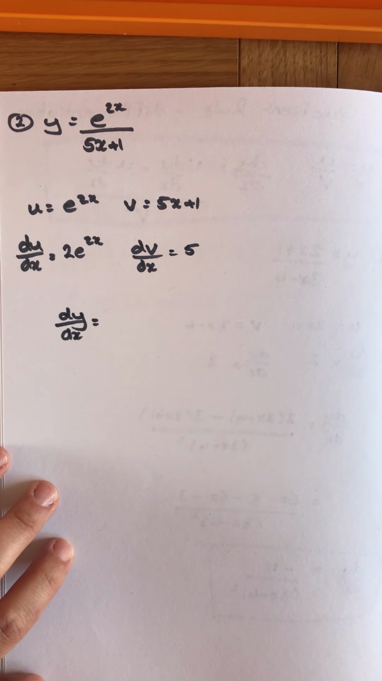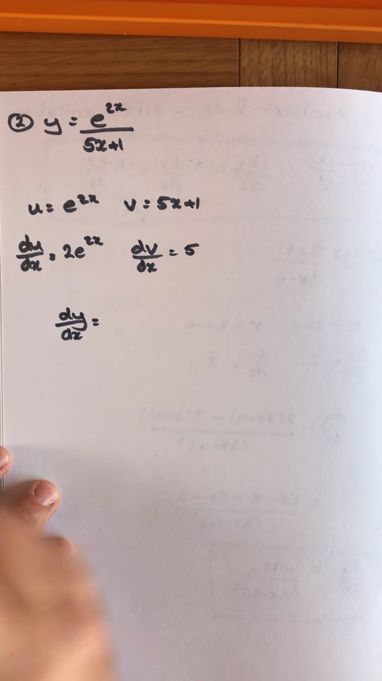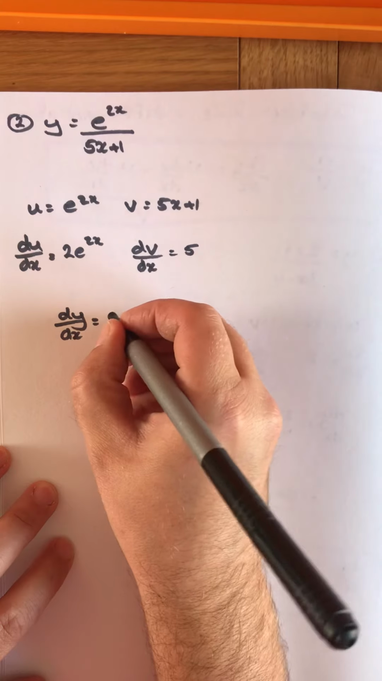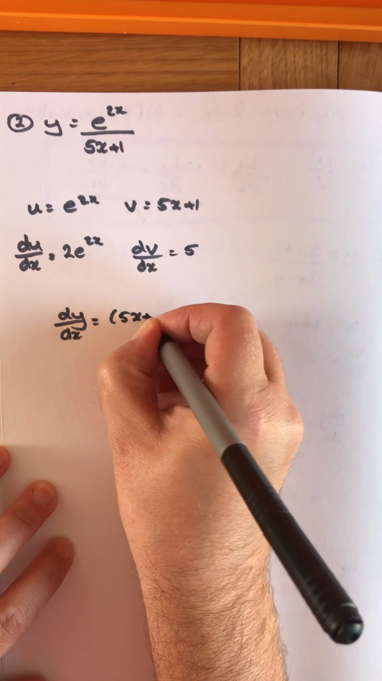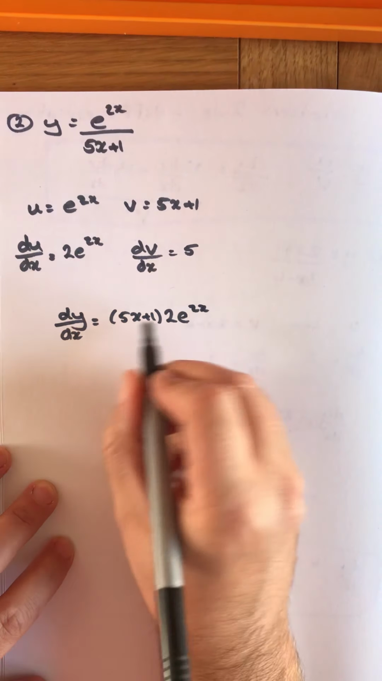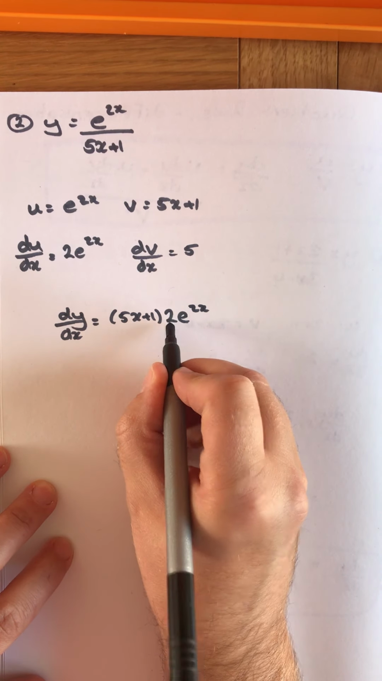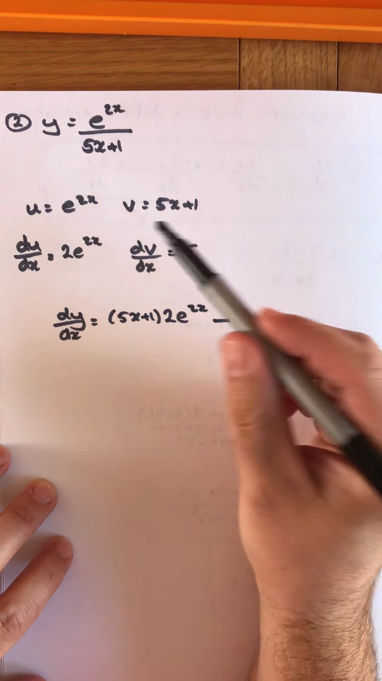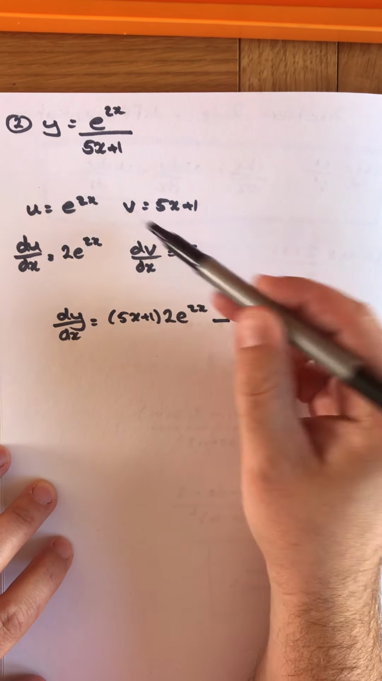Now, because I've turned the page, I just realised I haven't got the formula in front of me, but I've got to times v with du/dx. I've got to times these two things together. So we've got the 5x plus 1 times by the 2e to the 2x. Don't particularly like the 2 stuck in the middle there, but we'll work that out in a minute. Then we subtract u times dv/dx, times these two things together.